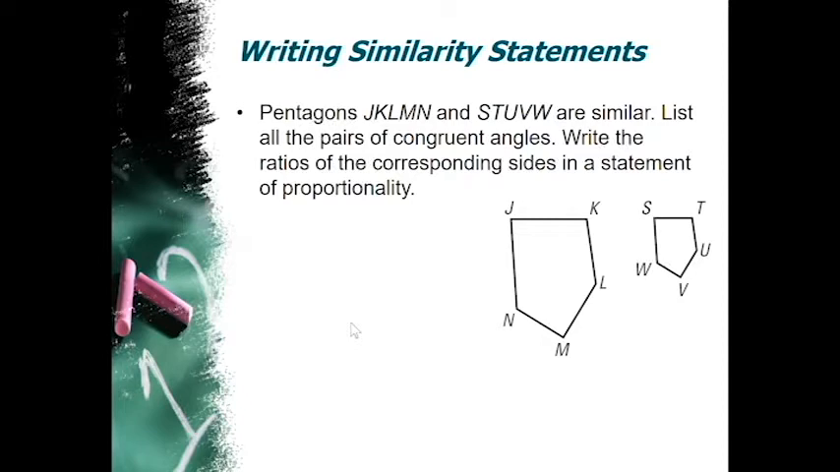So writing our similarity statements here, if we got these two pentagons below, pentagon JKLMN and pentagon STUVW, which are created so that they are similar, we need to list all of the congruent angles and then write the ratios of the corresponding sides in a statement of proportionality. So our corresponding angles here would be angle J and angle S would correspond together.